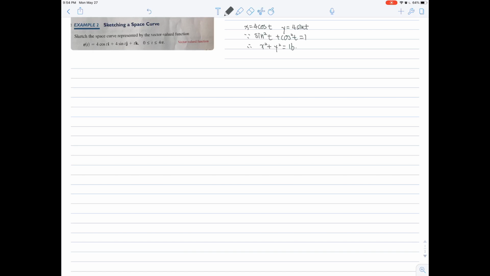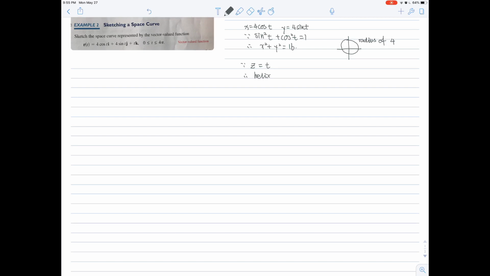This means that the curve lies on the right circular cylinder of radius 4, centered about the z-axis. To locate the curve on the cylinder, you can use the third parametric equation z = t. According to the figure, note that as t increases from 0 to 4π, the point (x, y, z) spirals up the cylinder to produce a helix.